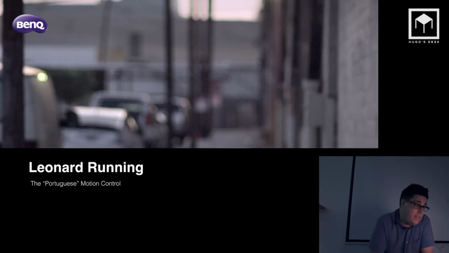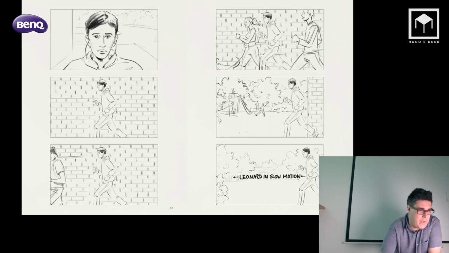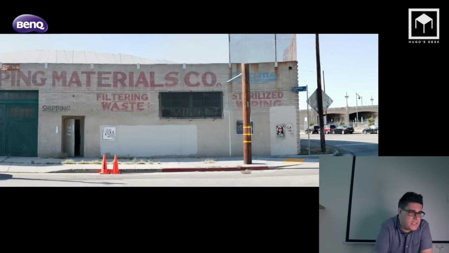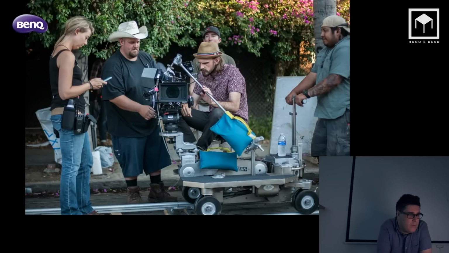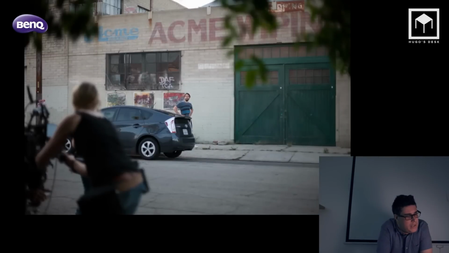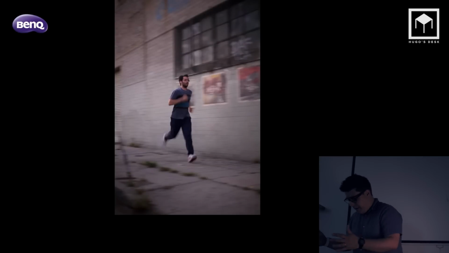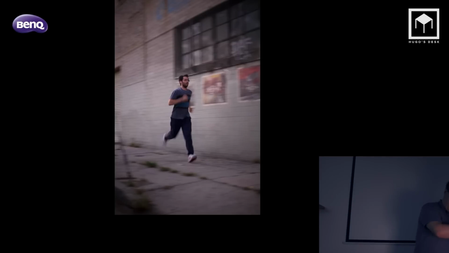So starting with the first one, Leonard running, we had a storyboard, then we went on location. I took a lot of photos of this location and did a huge stitch of the photos and then put some 3D markers as well. We had a dolly on the other side of the camera. Then we shot him in slow motion at 300 frames per second. Then what we had to do was film him, but then calculate how long the dolly was taking to get to the end.